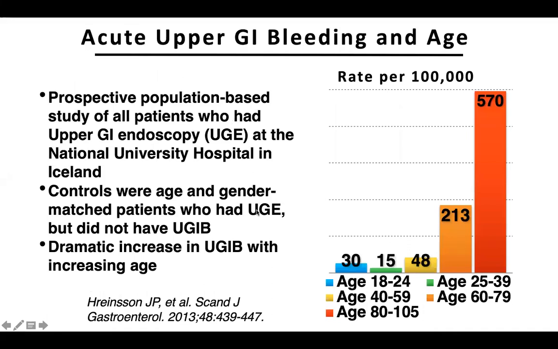this is a study done in Iceland. And as you can see here, they did upper GI endoscopy at the hospital, and they looked at the rate of bleeding at various ages. And you can see there's not much difference between 18 and, what's the yellow there, 59. But then when you go up to age 60 to 79, it's higher, and then age 80 to 105, it is drastically higher compared to people who are younger.